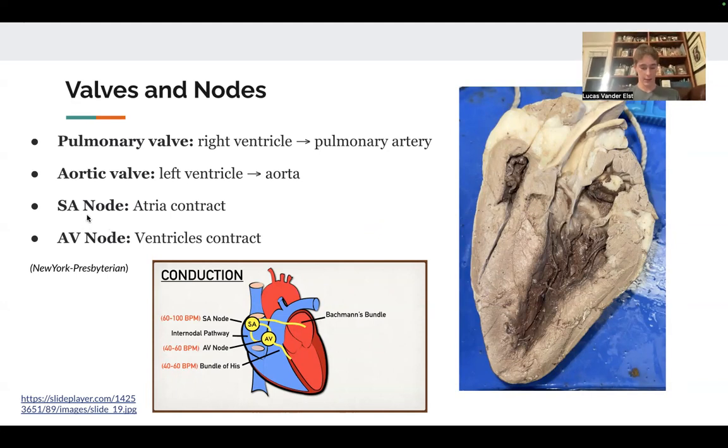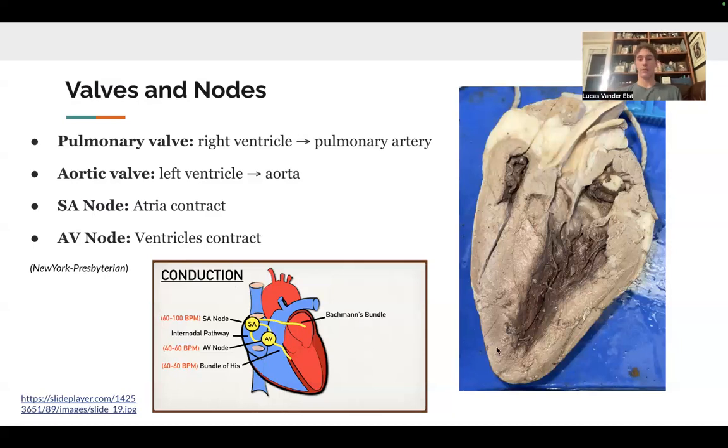And then yes, there are also nodes. So the SA node, the sinoatrial node, deals with the electrical signals of telling the heart to pump blood. So this is the SA node, deals with the atria, and then the AV node, which is the one for the ventricles. There's spots on the heart that determine and send electric current to tell the heart how fast to pump blood, when to pump blood.